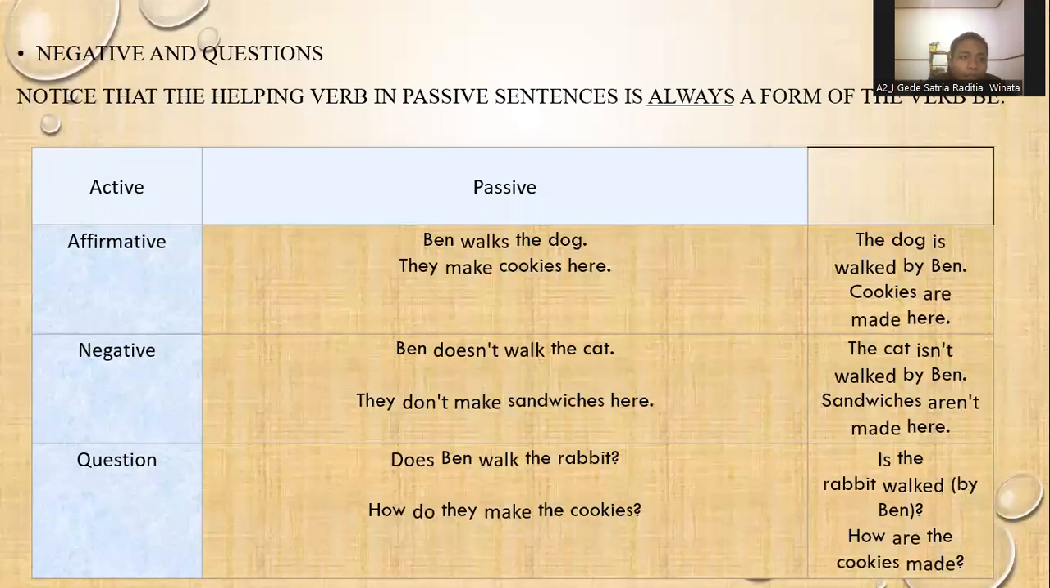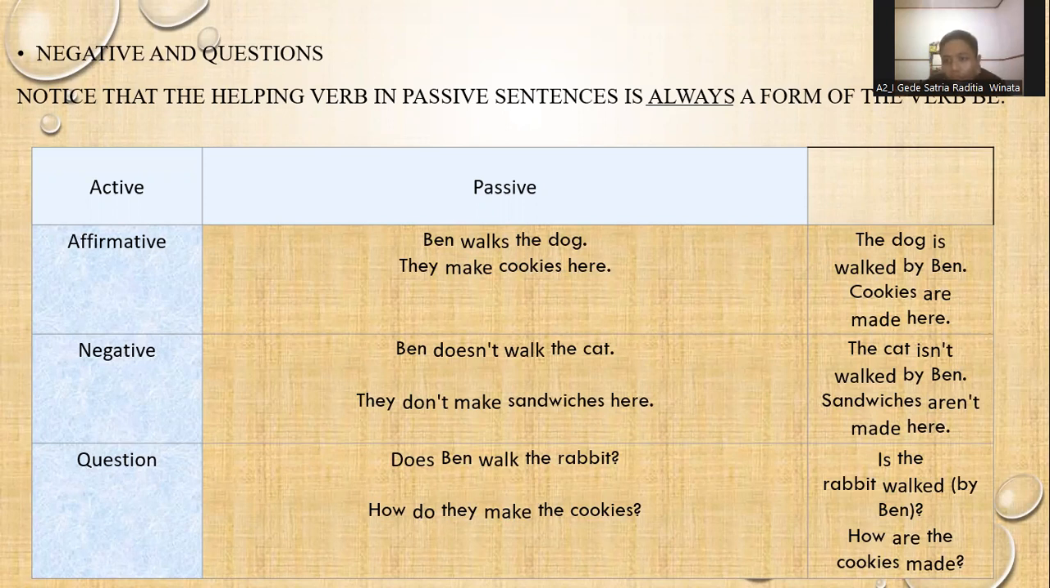Negative and question. Notice that the helping verb in a passive sentence is always a form of the verb be. The active and passive, affirmative. Ben walks the dog. The dog is walked by Ben. They make cookies here. Cookies are made here. Negative. Ben does not walk the cat. The cat is not walked by Ben. They do not make sandwiches here. Sandwiches are not made here. Question. Does Ben walk the rabbit? Is the rabbit walked by Ben? How do they make the cookies? How are the cookies made?